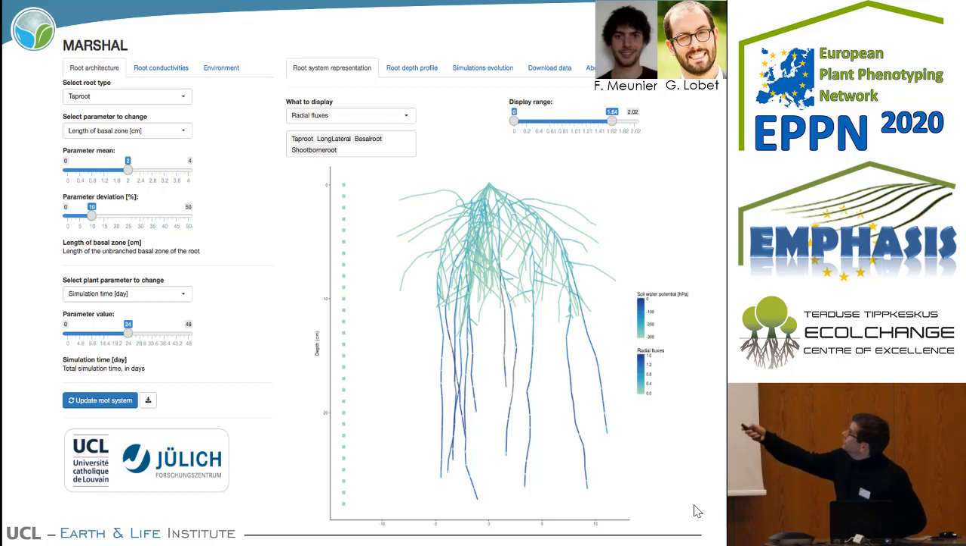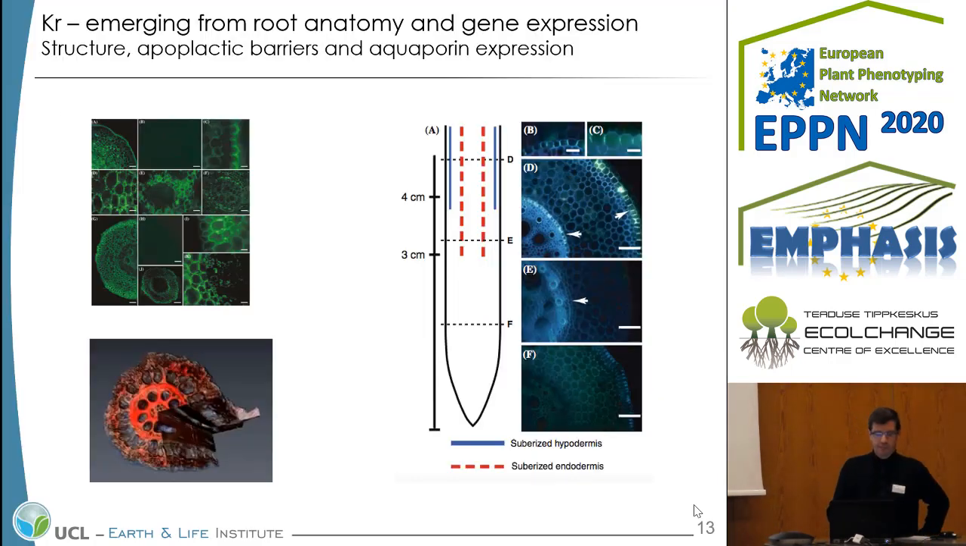So you can generate all sorts of root system architecture, all sorts of parameters, and see the output in terms of radial flux and xylem water potential. The tool is available online. Just look for Marshall and Lobet, you will find it. And it's an interesting collaboration between Louvain and Yulki.